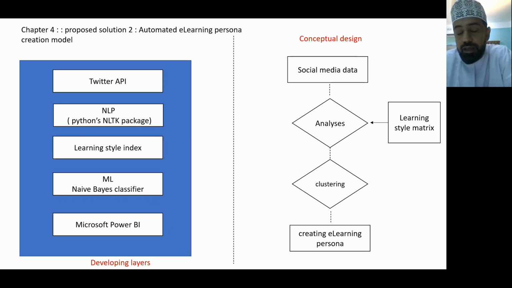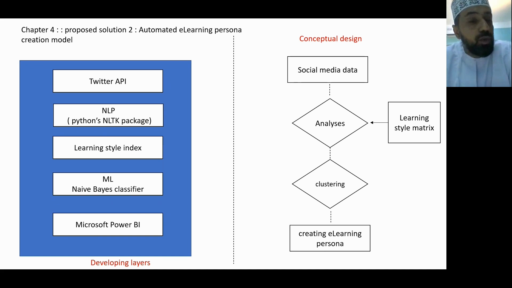This is associated with the second hypothesis and the variables related to this, which are timeliness, cost, and also completeness, because it includes learning. The conceptual design is social media data, then we analyze it, then cluster it, then create a learning persona and add to it a learning style matrix. On my left side, you can see the layer of developing the same model.